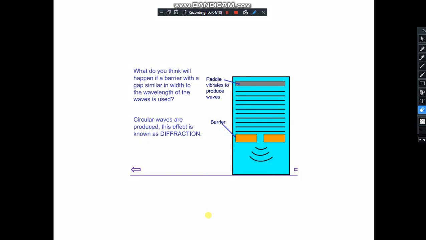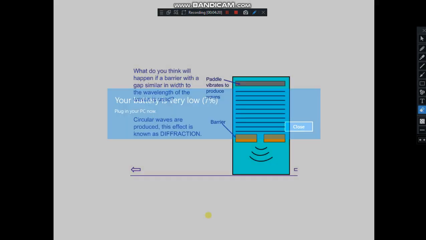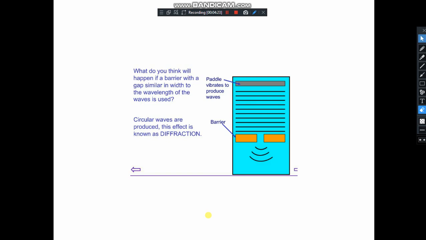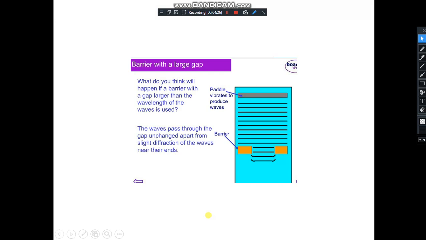And if we increase the distance between the barriers, the circular effect produced by the barriers is reduced, and to some extent the waves pass through the gap unchanged, apart from slight diffraction of the waves near their ends.